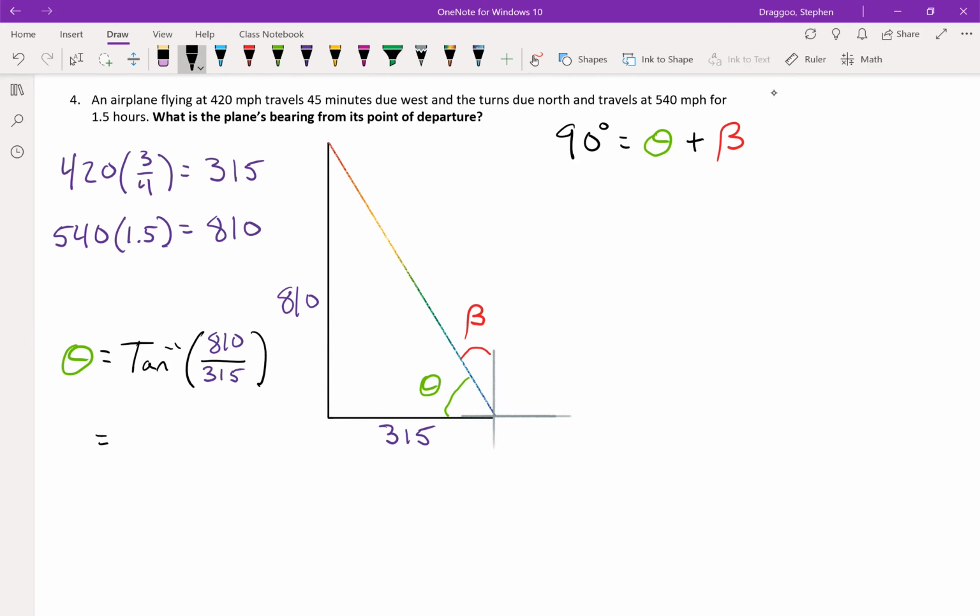And again, we'll take that to our calculator. Since we're working in degrees, we should probably be in degree mode. But when I plugged that in, and when I didn't mistake the keys, I got 68.7 degrees.